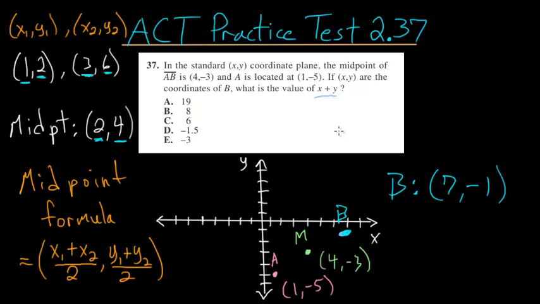And now we can answer our question, since we know x and y. The x-coordinate of this point B was 7, and y is -1. So if we add them together, x plus y, 7 plus -1, or in other words, 7 minus 1, you get 6. So choice letter C would be the final answer here.